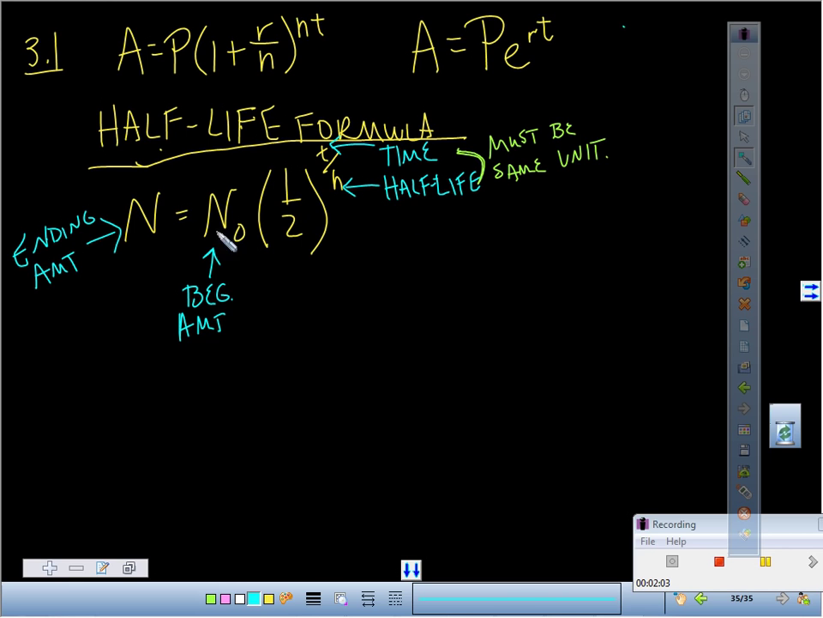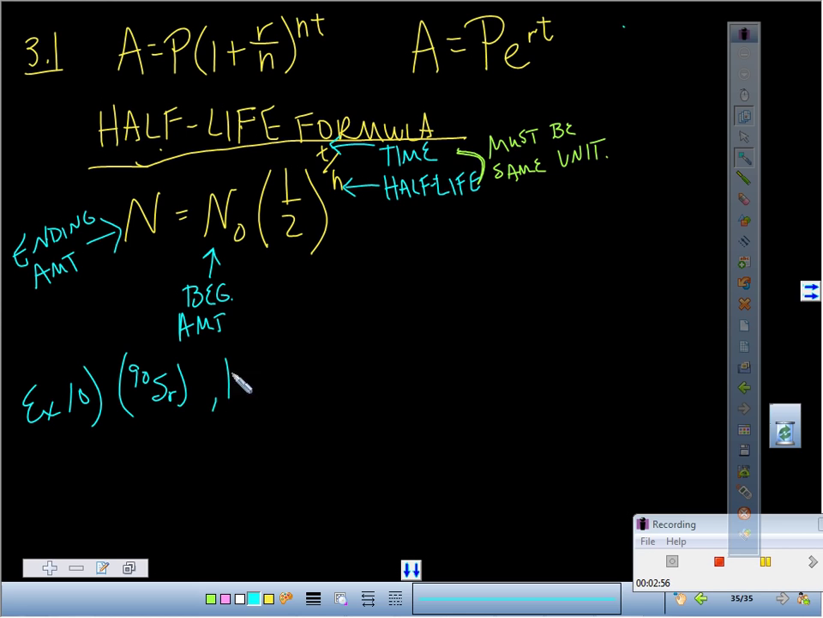So here's my half-life formula. Here's the problem we're going to work. Example 10. We got some radioactive strontium. The one word radioactive tells me I don't want to let my children play with it, and I don't want it buried in my backyard. I don't want to be around it. It's not going to be healthy for me.